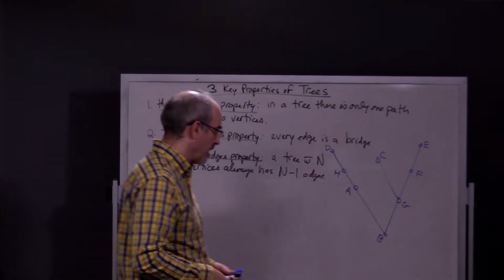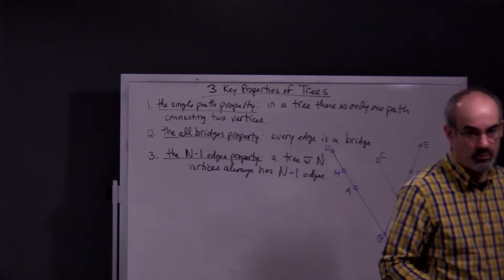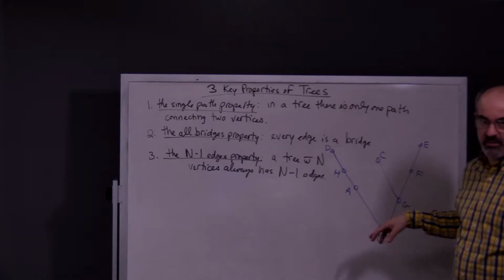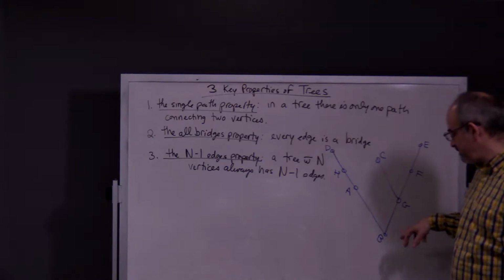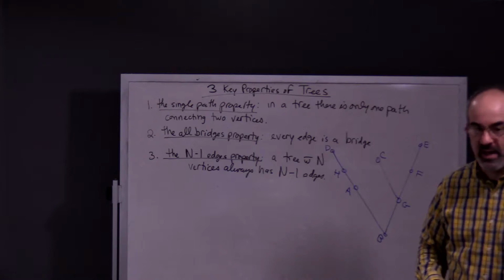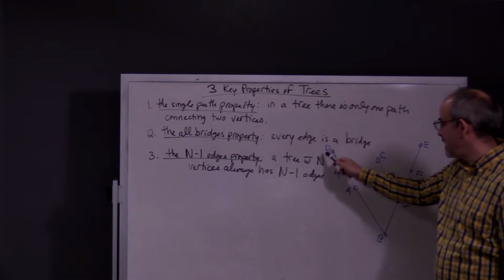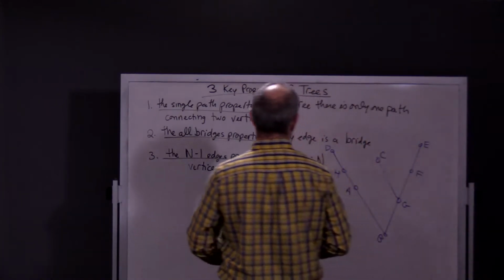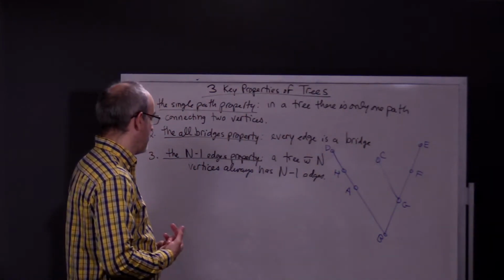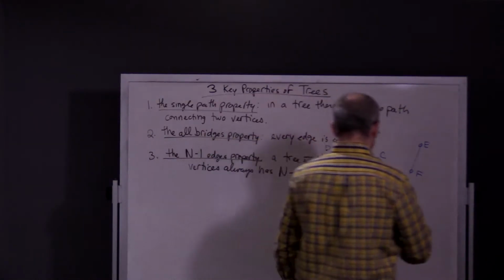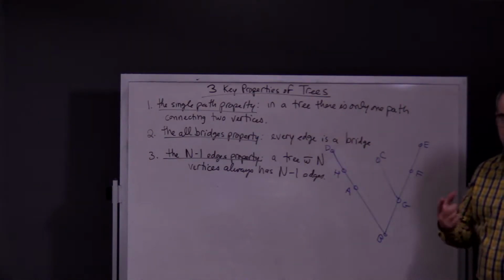Okay. Now I know what you might be saying. Oh, wait a minute. It doesn't mean edge. It means path. You might be saying, there's no edge from B to D. You're right. There isn't an edge that goes directly from B to D, but there is a path. And what the single path property says is that there's only one path connecting any 2 vertices. So in other words, to get from B to D, there's only one way to go.